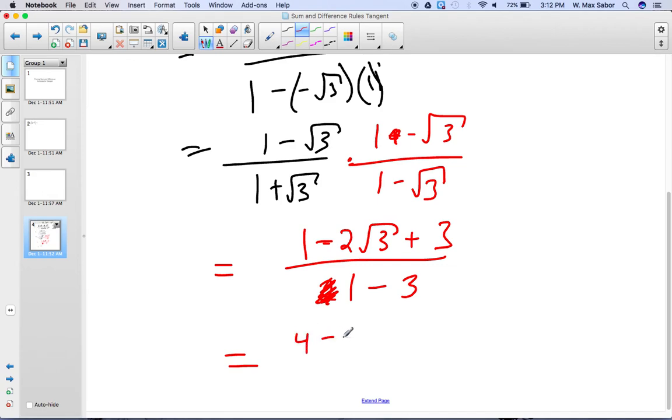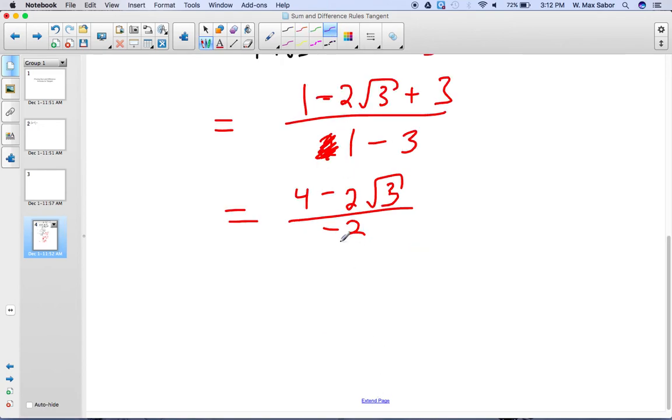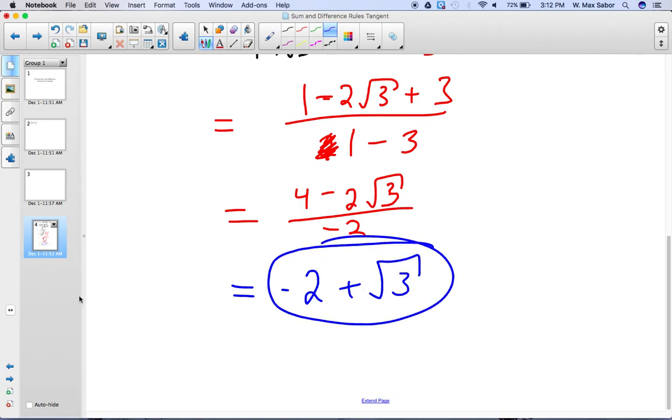We'll get 4 minus 2 square root of 3 over negative 2. So we divide that into both pieces. We get negative 2 plus square root of 3. So that is equal to what our original value was, tangent of 165 degrees. Tangent of 165 is negative 2 plus the square root of 3. And that is how we apply a tangent sum rule.